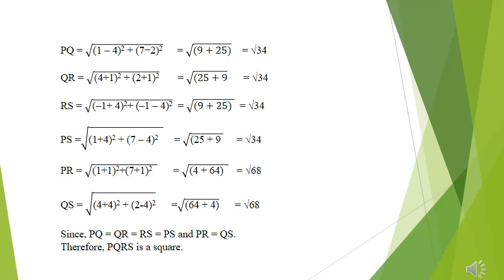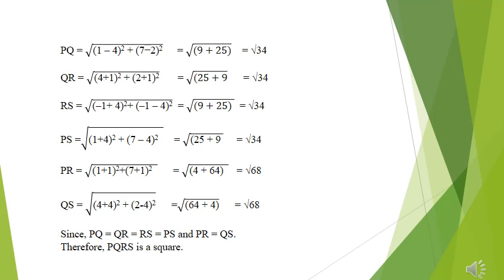So students, here we apply the distance formula to find the distance between the given points. For PQ, it is equal to under root of 1 minus 4 whole square, that is x2 minus x1, plus 7 minus 2, that is y2 minus y1, whole square. After getting their squares, we get under root of 9 plus 25, that is under root 34. After that, we find the distance of the remaining points. Here we get the distances of these sides are similar, that is root 34.